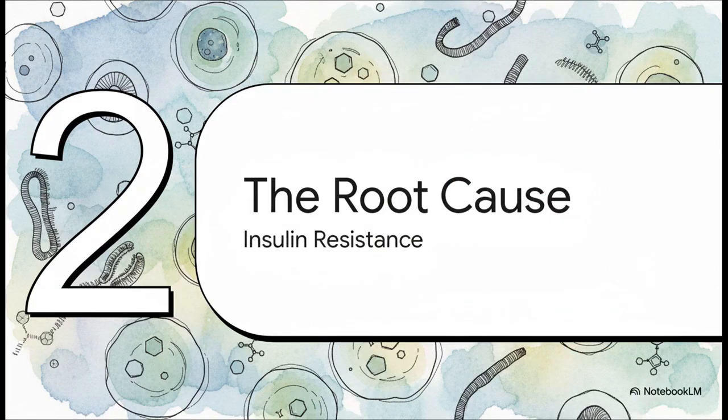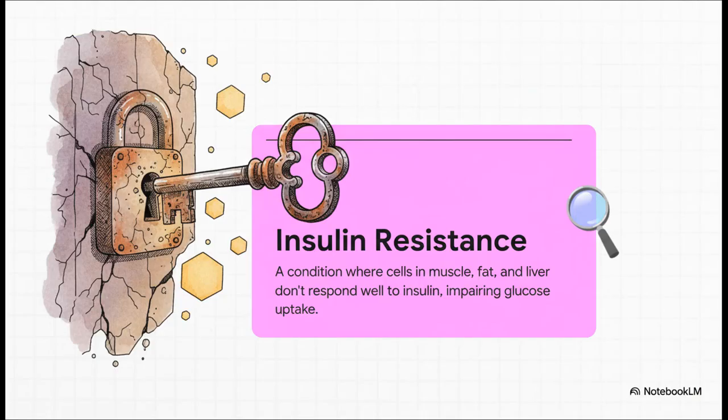Okay, so now let's get into the why. What's actually going on inside the body? To really get a handle on type 2 diabetes, we have to zoom in and look at what's happening at the cellular level. The root cause, the fundamental issue here, is something called insulin resistance.